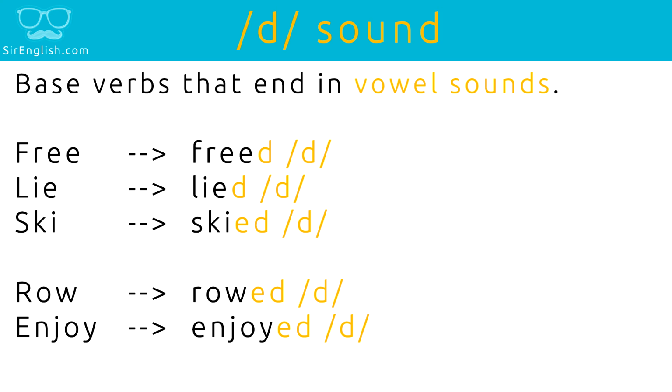Now row and enjoy end in W and Y. These are not vowel letters, but the sounds they make are vowel sounds. So they follow this rule. So practice these pronunciations. When you see the word, think about the rule and how it should be pronounced. Now, this rule also works with adjectives, for example, amazed or fascinated. Okay, so you can follow this rule for some adjectives that end in ed.